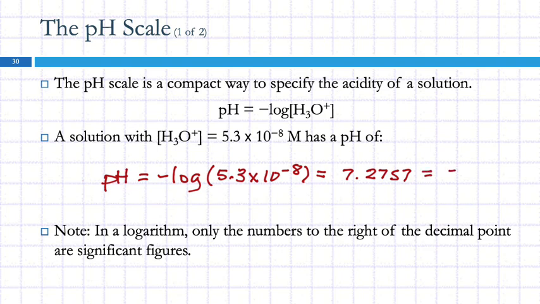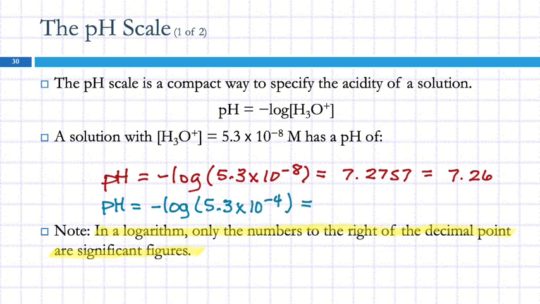So I would round that to 7.26. This is a weird thing, and I'll show you why. In a logarithm, only the numbers to the right of the decimal point are significant figures. This 0.2757 comes from the 5.3. The number in front of the decimal point is related to this exponent. So if we want to know the pH of a solution that has 5.3 times 10 to the minus 4 molar hydronium ion, that's going to be 3.2757.